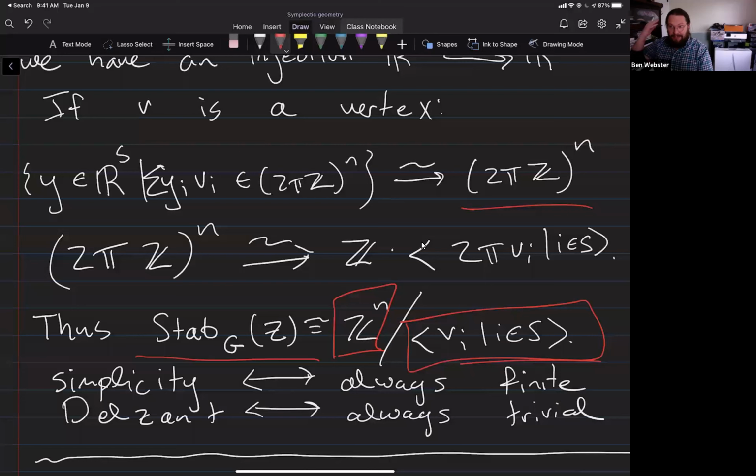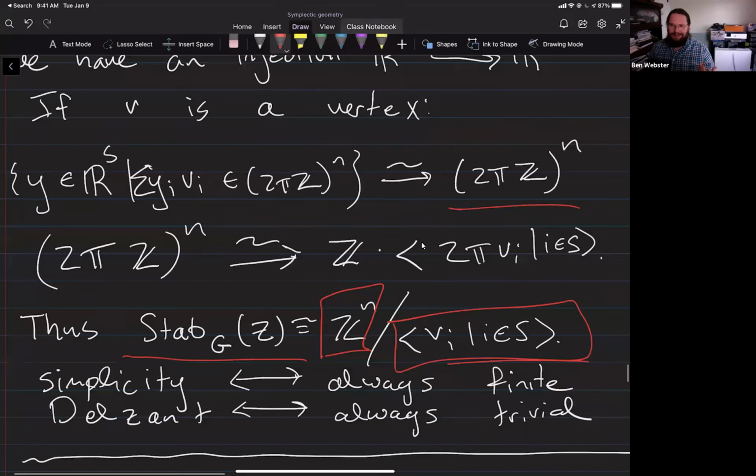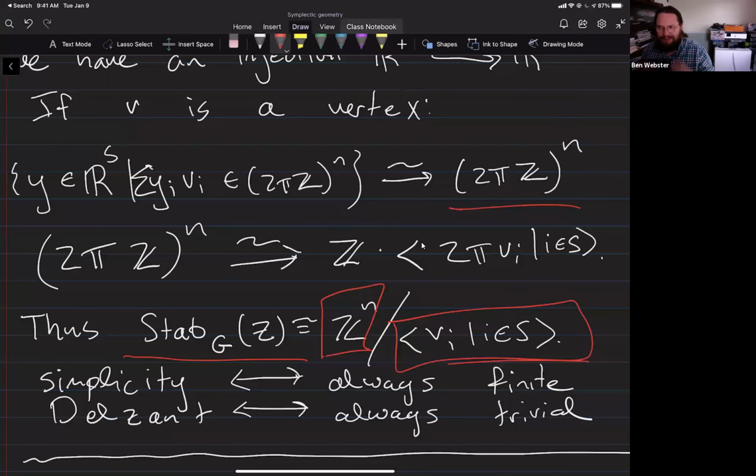So the Delzant property is, on the nose, the fact that these stabilizers are trivial. I'm sorry that I got a little messed up about the case of not being a vertex, but the point is that being a vertex is kind of the most degenerate you can be. Having a stabilizer of a given size is a closed condition. So if it doesn't happen at any vertices, it can't happen anywhere else, because it's going to be the same everywhere in a face, and the closure of every face contains vertices.